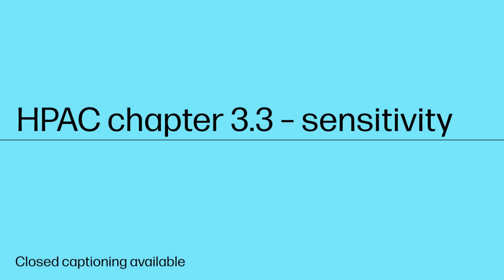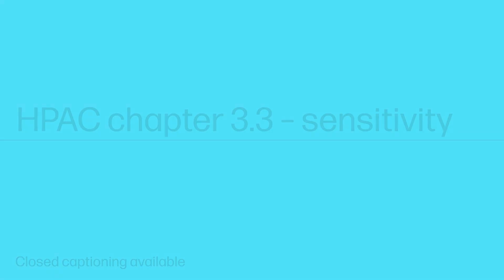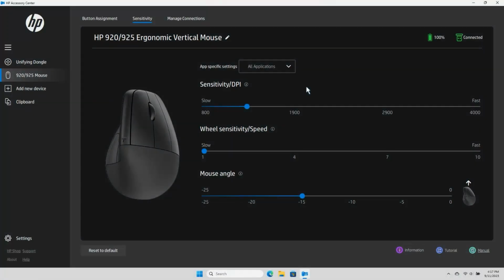HPAC Chapter 3.3 Sensitivity. The Sensitivity page allows you to adjust sensitivity or DPI, wheel sensitivity or speed, and mouse angle sliders. You can click and drag the circle on the sidebars to adjust them.